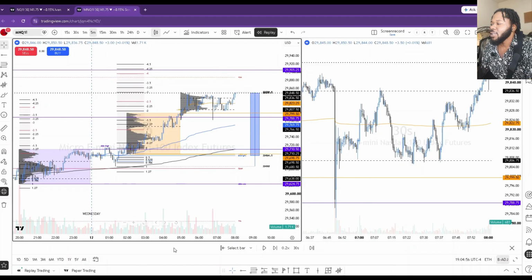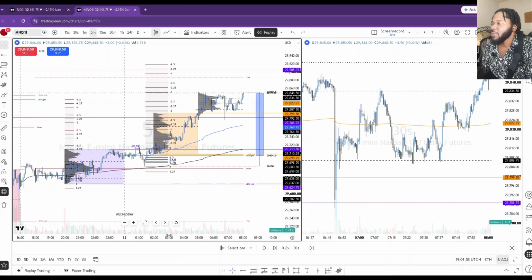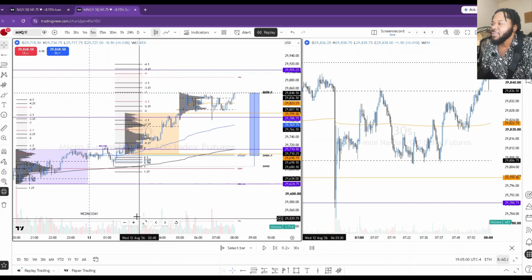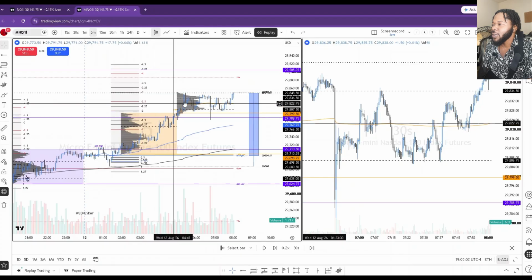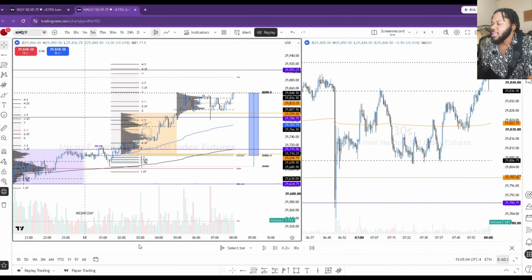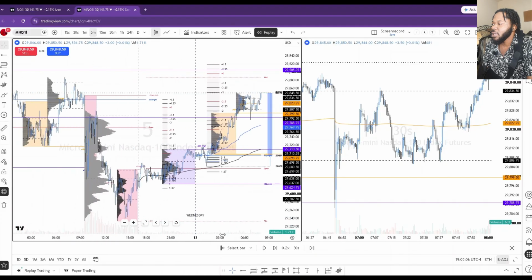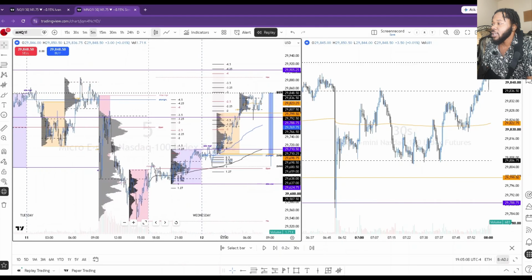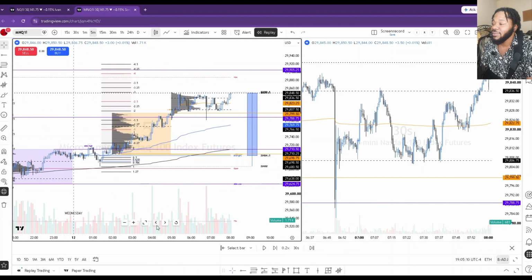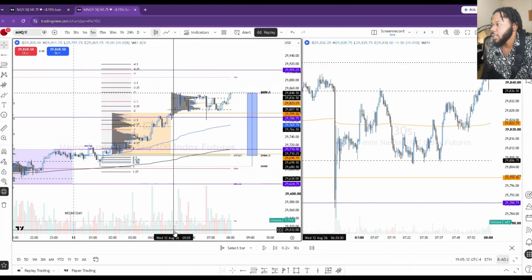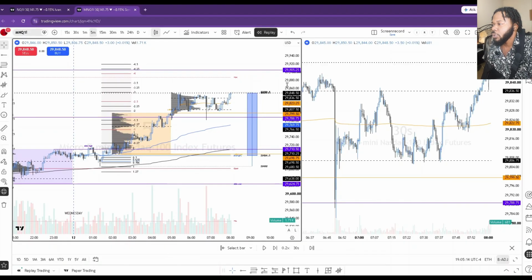But yeah, it's in alignment with something. But honestly, that's not the previous day high. Let me double check that. Fact check. Oh, it is. So yeah, is it a coincidence?